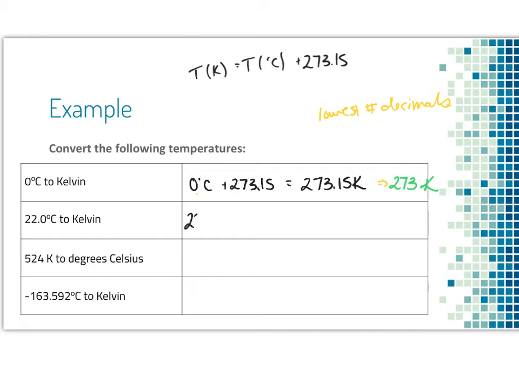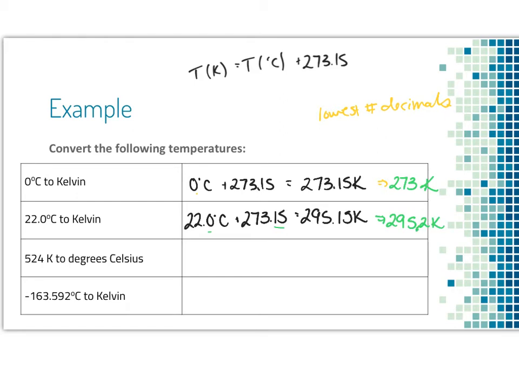22 degrees Celsius to Kelvin. Again, we're adding 273.15, and we will get 295.15 Kelvin. One more time with significant digits. We have 1 decimal place here and 2 decimal places here, so we're going to round to 1 decimal place. So 295.2 Kelvin.